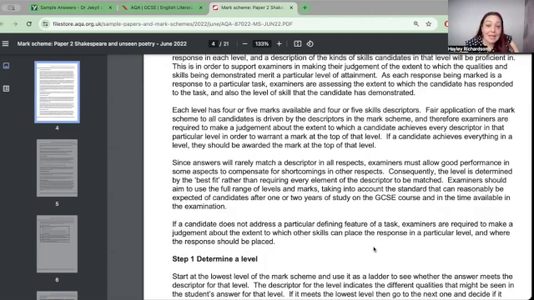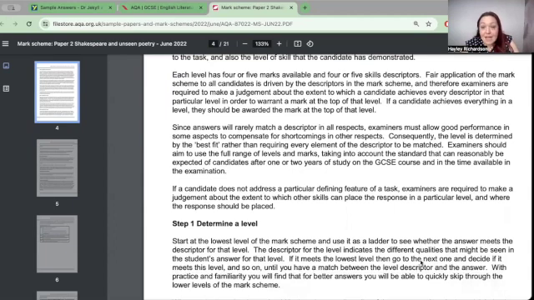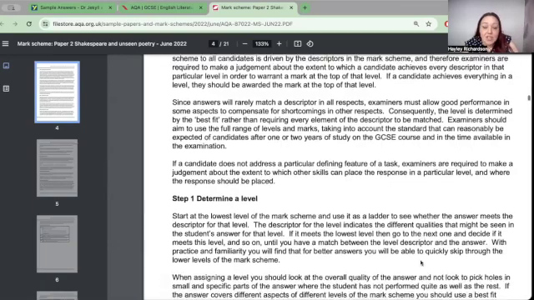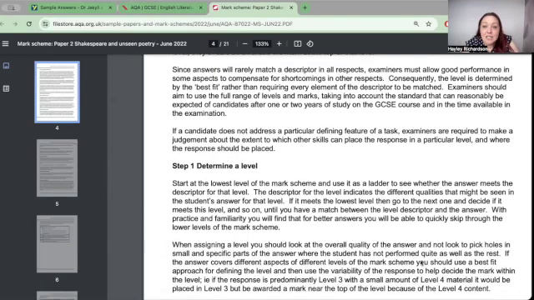Since answers will rarely match a descriptor in all respects, examiners must allow good performance in some aspects to compensate for shortcomings in other respects. Consequently, the level is determined by the best fit rather than requiring every element of the descriptor to be matched. Examiners should aim to use the full range of levels and marks, taking into account the standard that can reasonably be expected of candidates after 1 or 2 years of study on the GCSE course and in the time available in the examination. If a candidate does not address a particular defining feature of a task, examiners are required to judge the extent to which other skills can place the response in a particular level and where the response should be placed.